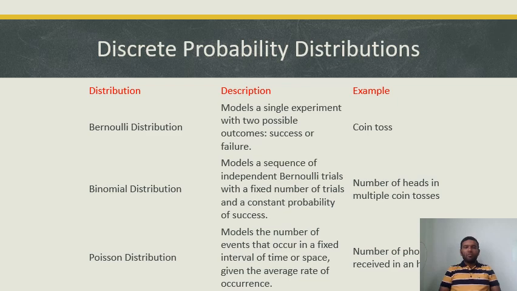Poisson distribution models the number of events that occur in a fixed interval of time or space, given the average rate of occurrence. The number of phone calls received in an hour is an example of Poisson distribution. The number of heads in multiple coin tosses is an example of binomial distribution, and a coin toss is an example of Bernoulli's distribution.